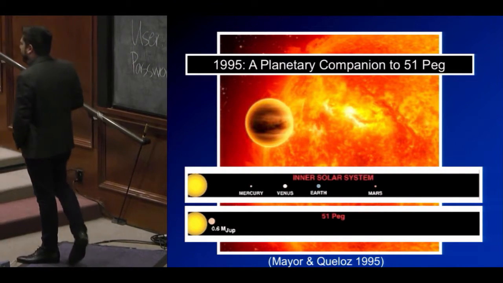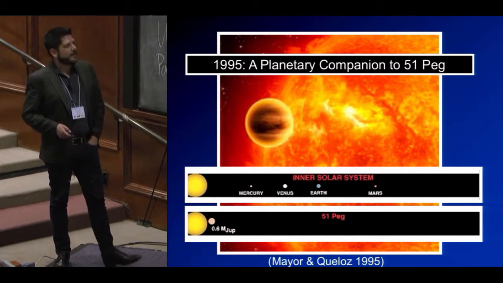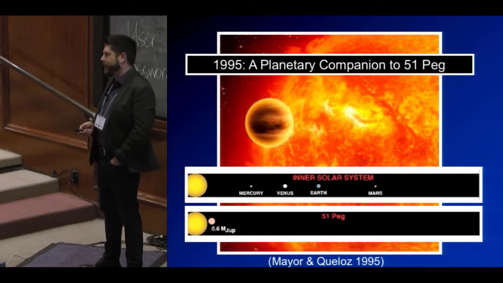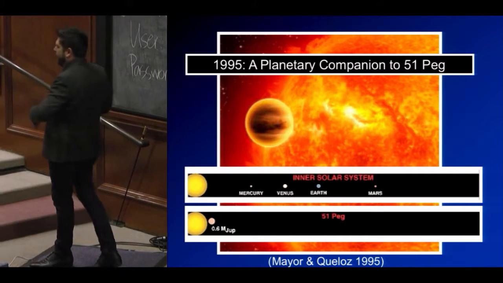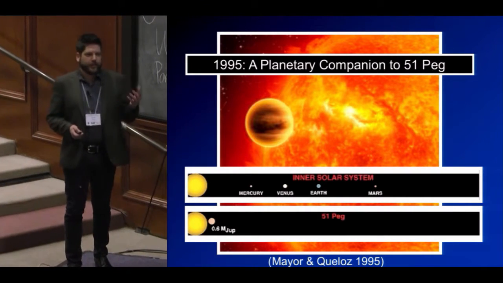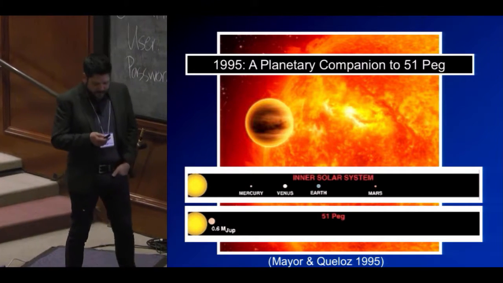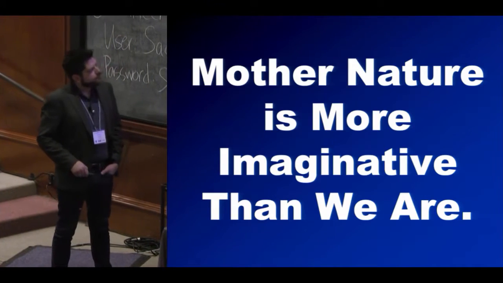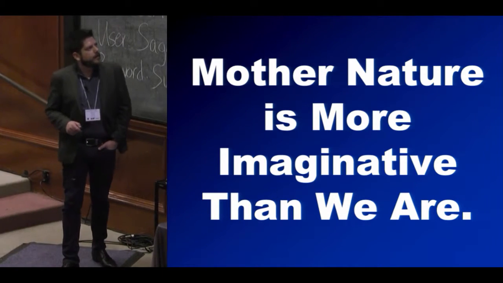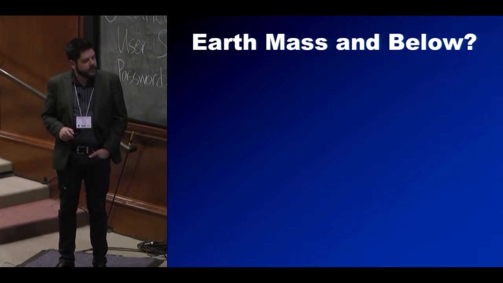This is 51 Peg, the first discovery, well, depending on who you ask, the first discovery of a planet orbiting a normal star, one that was completely unexpected and basically set the tone for the field for the last 20 years, which is basically whenever we look in some new region of parameter space, we find something we didn't expect. So that's the real reason to look. Basically, Mother Nature is much more imaginative than we are. And we should respect that, and we should complete the census.